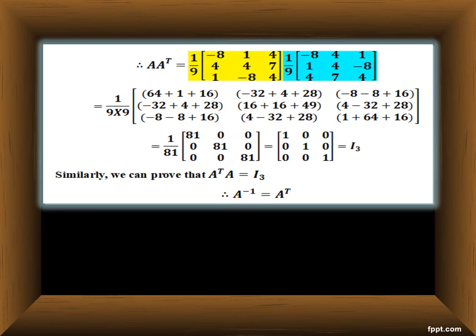Now I get the product of A and A transpose. I multiply 1 by 9 into 1 by 9, and using the product of matrices I get 1 by 81 into the matrix 81, 0, 0, 0, 81, 0, 0, 0, 81. When I divide the elements by 81, I get the identity matrix of order 3: 1, 0, 0, 0, 1, 0, 0, 0, 1. Similarly, we can prove that the other part, A transpose into A, is also I3. So A inverse equals A transpose.